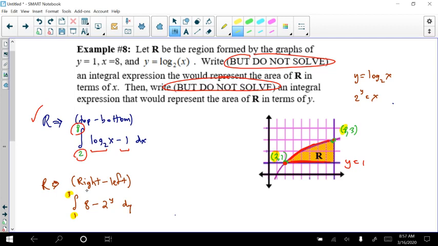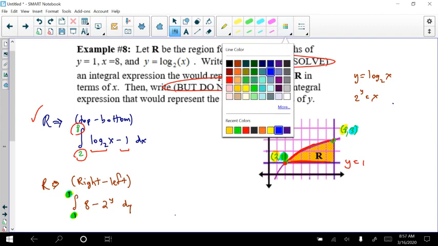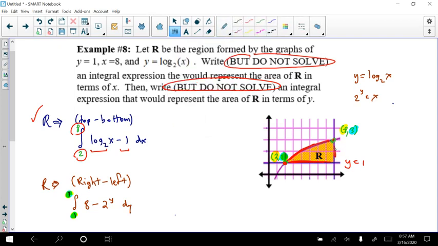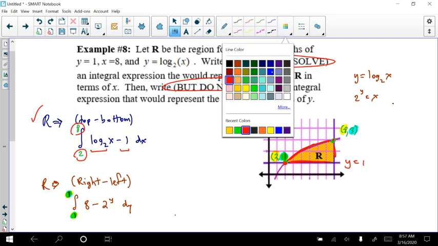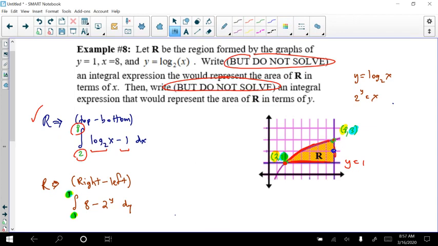When I'm going right to left, I'm going to actually choose the y component. The y component of 1 and 3. So 1 and 3. And then again, doing right minus left. So the right side minus the left side. What's the boundary over here? It's x equals 8. And what's the boundary here?